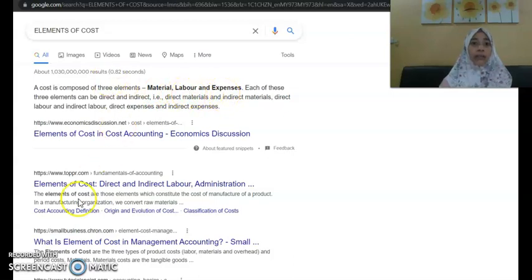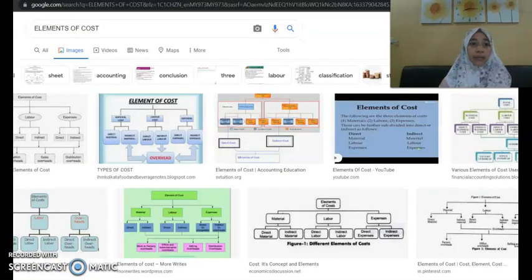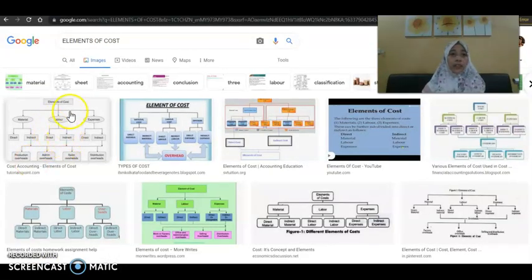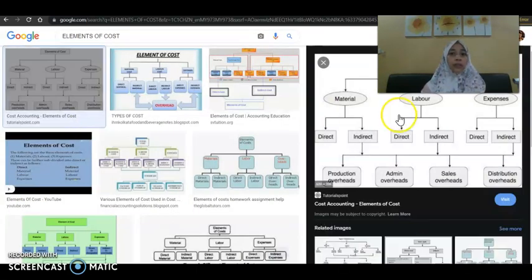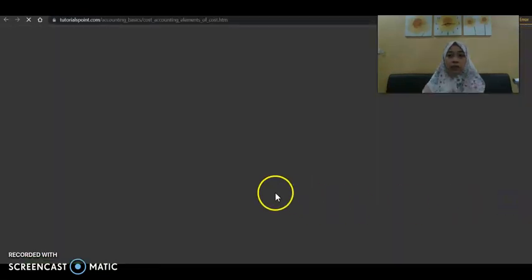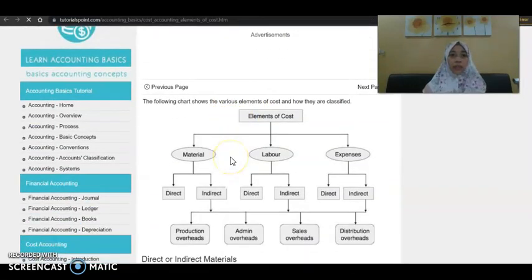Here, you just click any images. I just Google, go to images, elements of cost. Hopefully you can see this one. I just go to this one. You can see material, labor and expenses, and then you will have direct material, indirect material, direct labor, indirect labor, direct expenses and indirect expenses. Let's visit the page so that we can have a bigger picture of this.